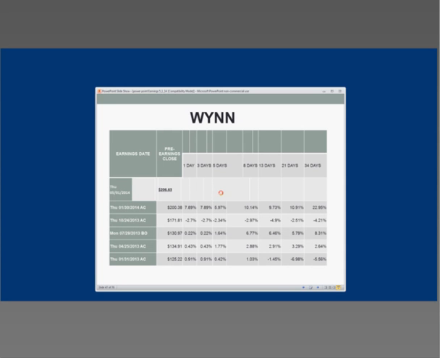Now, this is that third strategy that I briefly touched on, which is when you do have an earnings release, and then you get a trend.